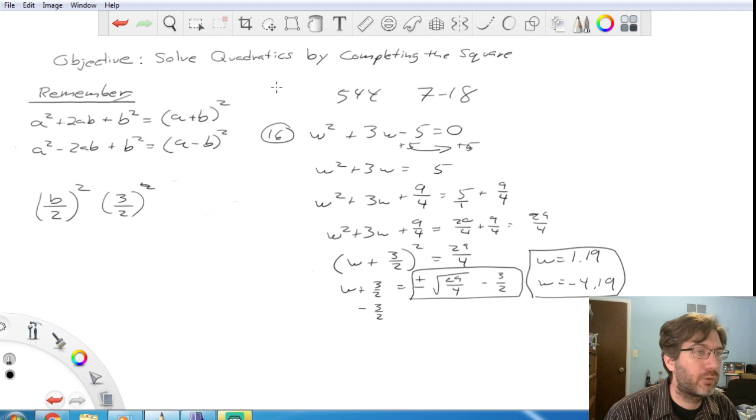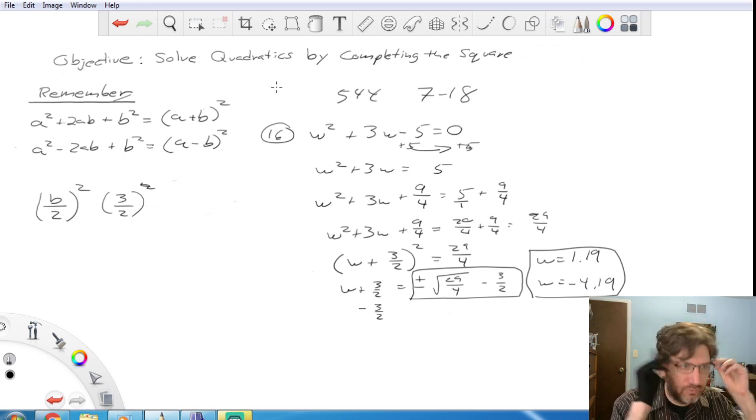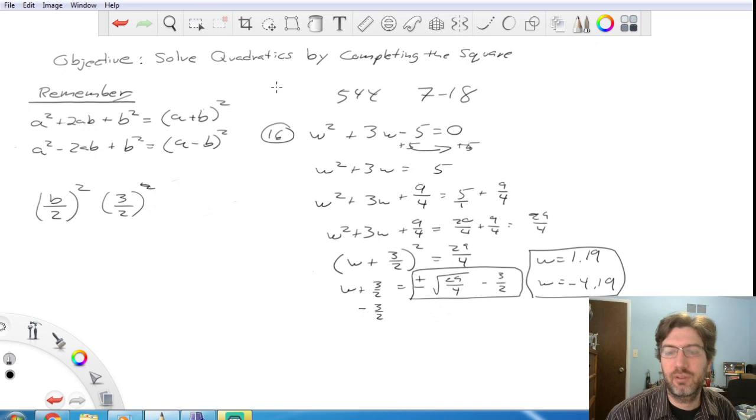If you have any further questions, shoot me an email. But don't be afraid of ugly numbers today, because this is designed to work in every case. If they were nice numbers, then you probably would have used either factoring or square rooting or whatever to solve it. But this will work every time.